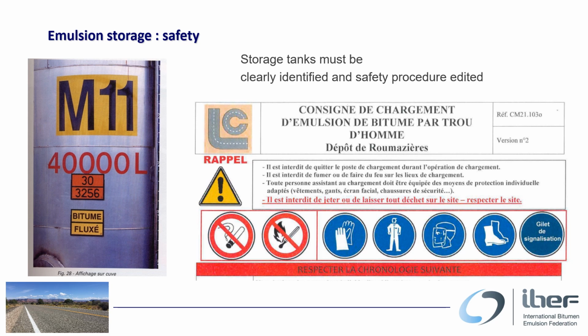Concerning the safety, just few words about the labels which have to be clearly visible on the tanks. Each emulsion tank must have a sign with the capacity and the procedure in case of problem such as a leak. The personal protective equipment for the operators must also be clearly shown.